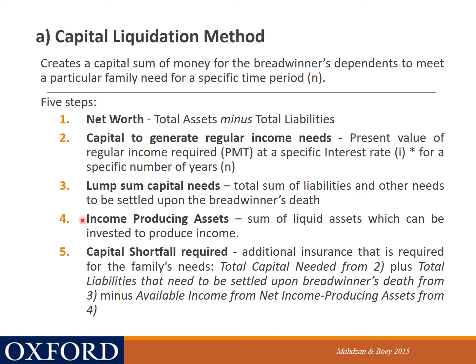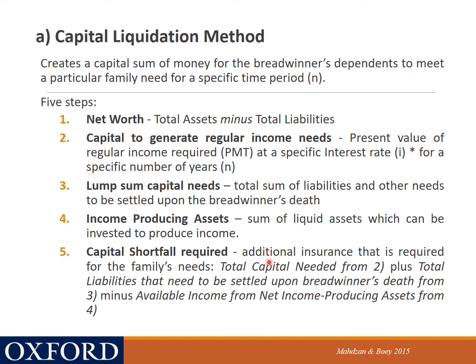So we need to take into consideration all those liabilities. Next, we will also need to consider any other assets that the insured might have. For example, we would need to compute the sum of liquid assets which can be invested to produce an income. So if the insured already has a lot of assets, there may not be a need to take up so much insurance.